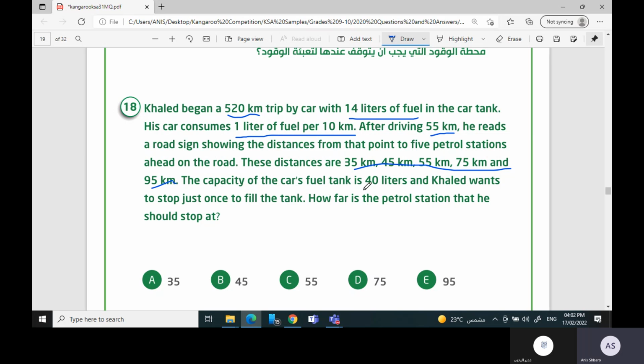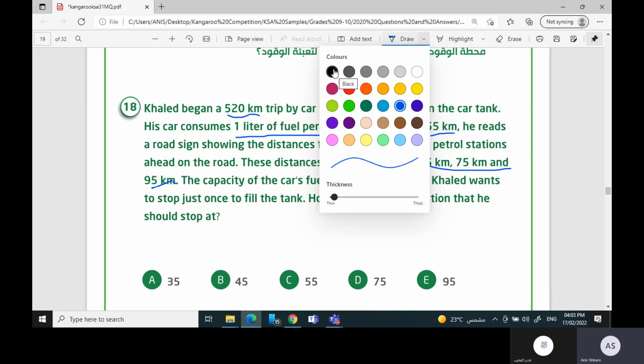Okay, so the capacity is also what we need. And Khalid wants to stop just once to fill the tank. We will not highlight this one. How far is the petrol station that he should stop at? Okay, so first of all, we're going to start with how much fuel he consumed on his road.